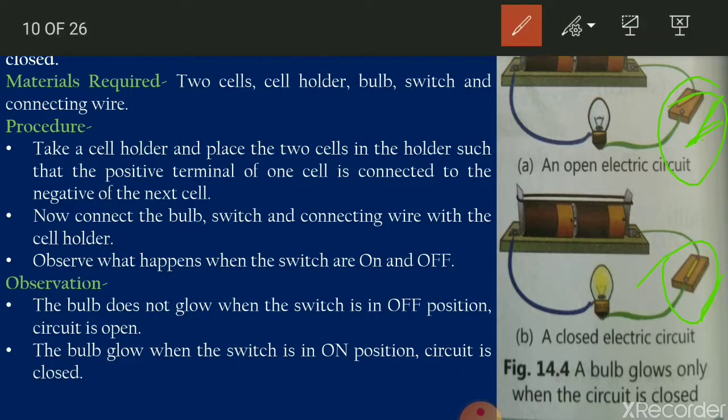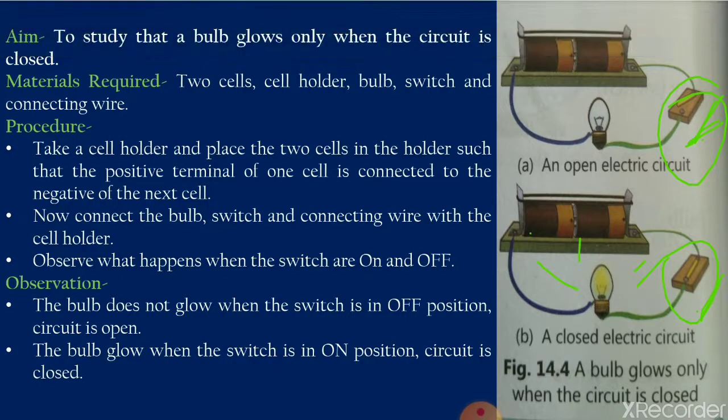While in this condition you can see the switch is in the on condition. Switch on means the circuit is complete or unbroken. That is why electric current will flow through the conducting wires and the bulb will glow. So if the circuit is open, then the electric bulb will not glow, and if the circuit is closed, then the electric current will flow and the electric bulb will glow.